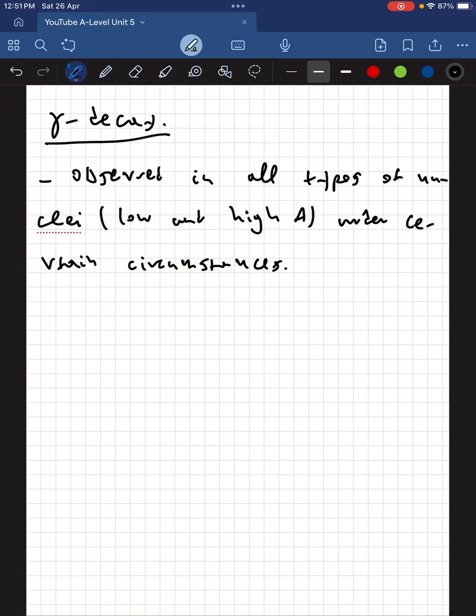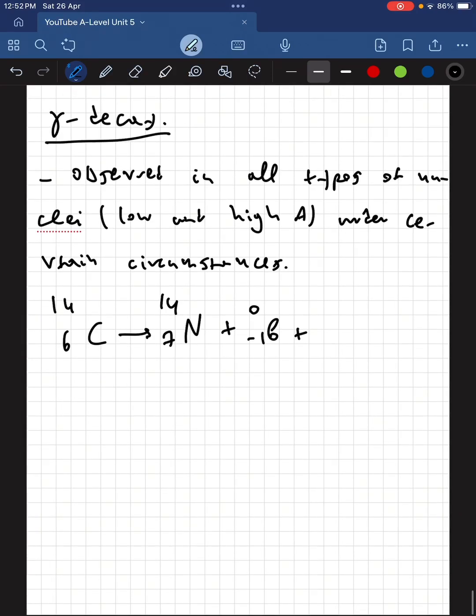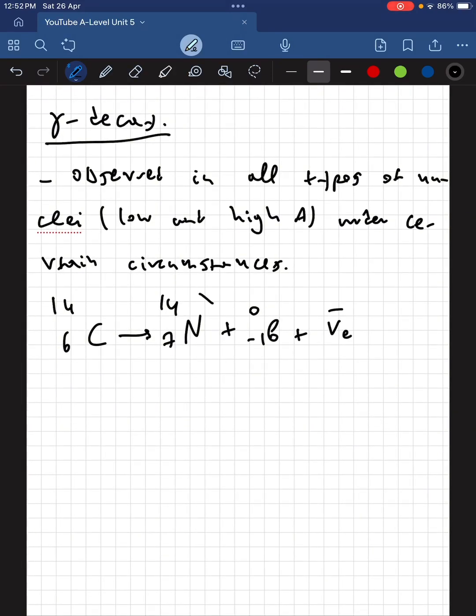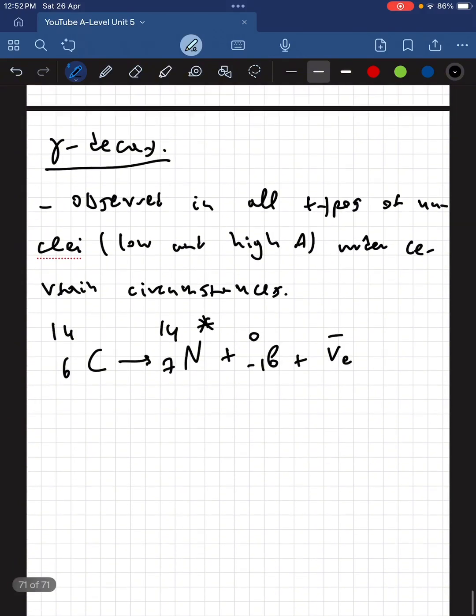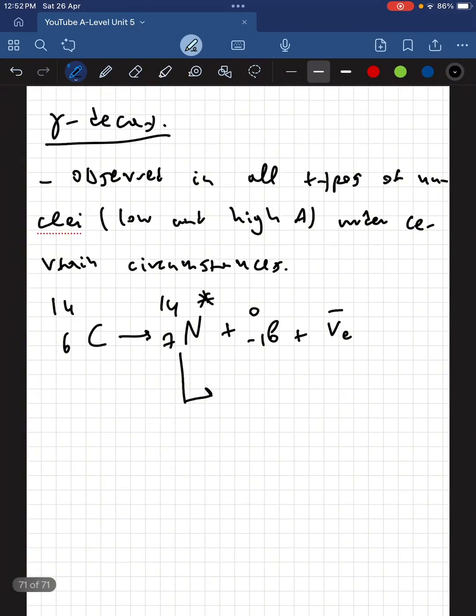And let's see an example. Remember the carbon-14 decay that decays via beta radiation? Actually, there is an intermediate step. The intermediate step is that you have the production of nitrogen plus a beta particle plus an electron antineutrino. But usually, in these types of decays, I put an asterisk there because this means that this nitrogen is in an excited state, okay?